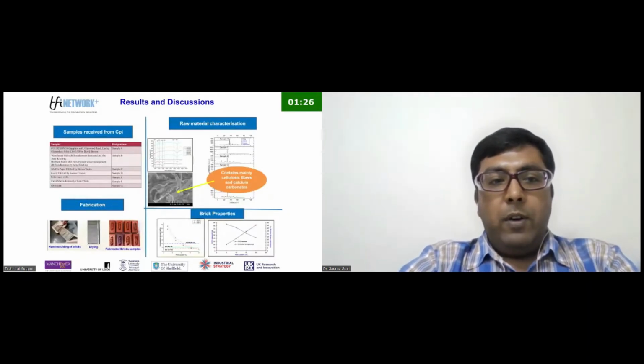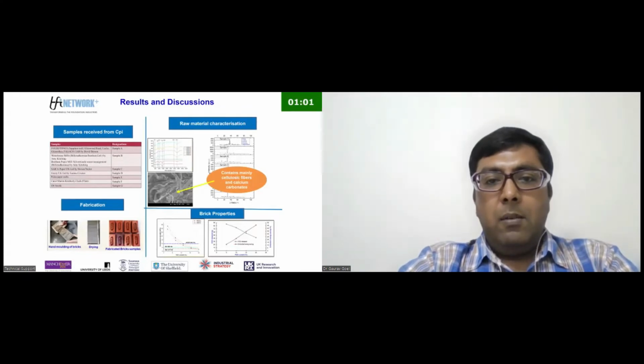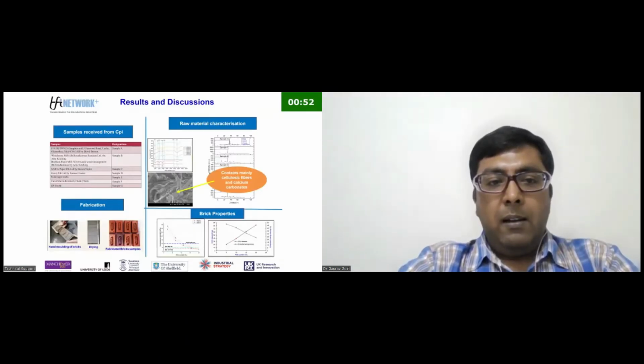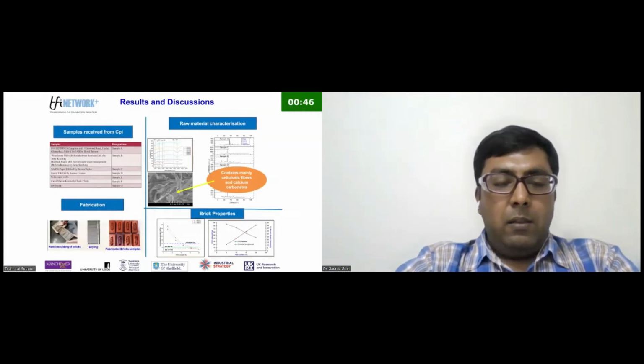So we contacted the Confederation of Paper Mill Industry, and then we obtained paper mill sludge samples from 7 places. These were de-inking sludge that were obtained from recycling of paper. The material characterization of these sludges was done, and it was found that the paper mill sludge material is rich in cellulosic fibers and calcium carbonate. So the material was good to be substituted with the fertile agricultural soil in terms of making fired bricks. These bricks were made, and the samples are shown in the bottom left picture.